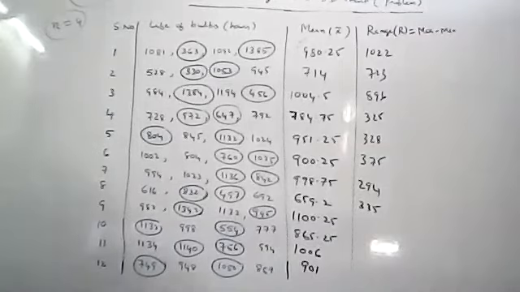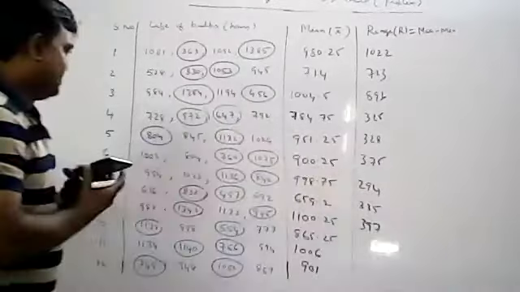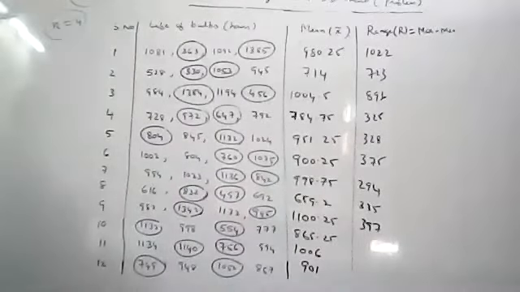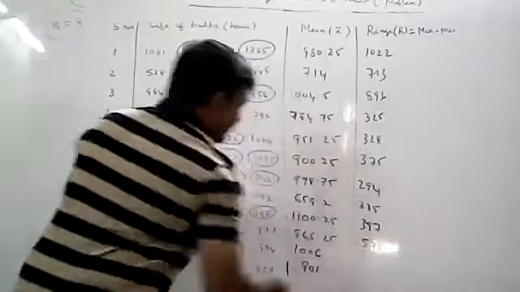397 or 347? 397. Yeah, 397 you will get. 1342 minus 945, 397. Next, 1132 minus 554. 578. I think 578. Yeah, 578.